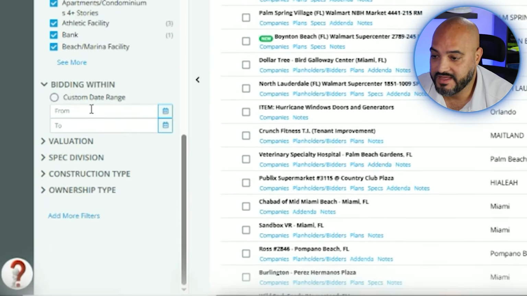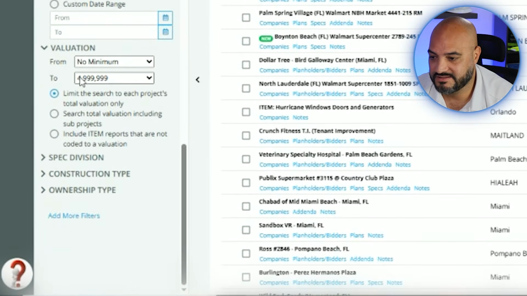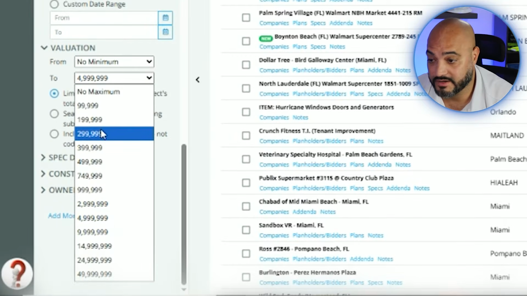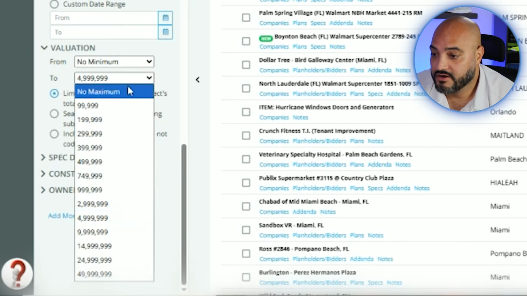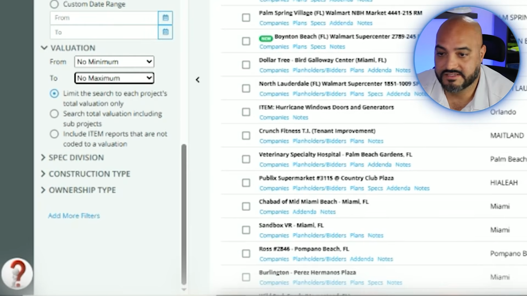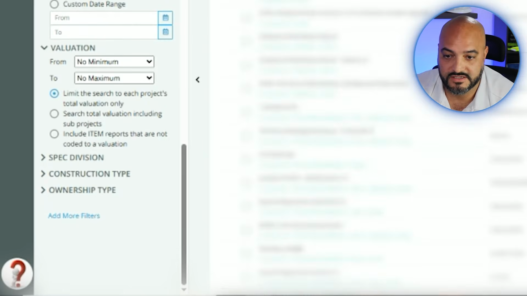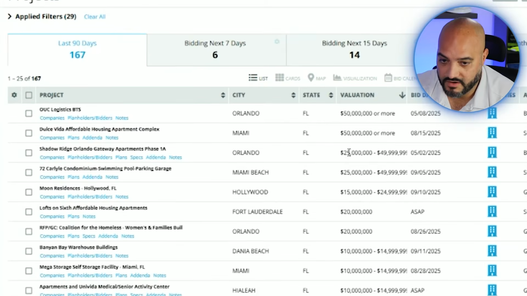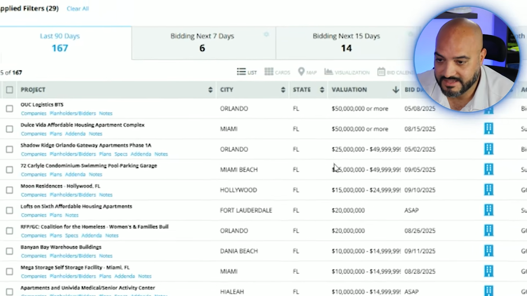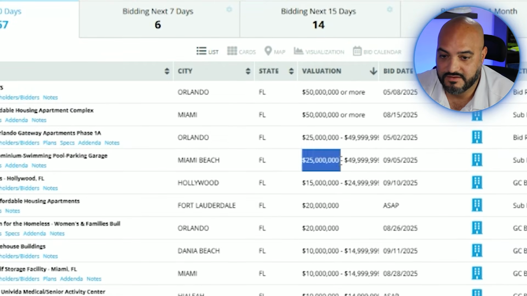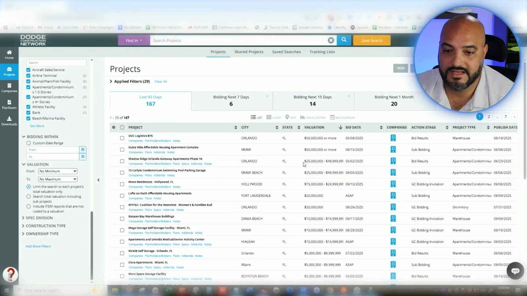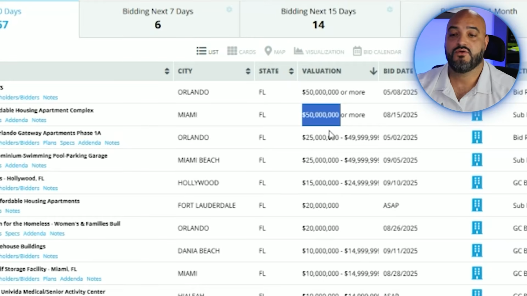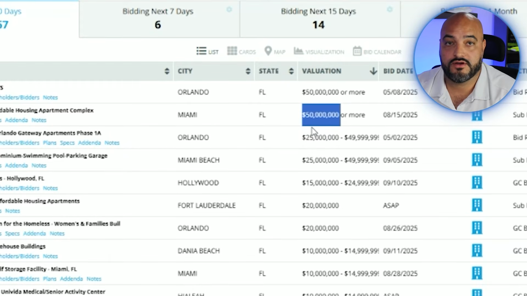Next, we have bidding within. I don't really pay attention to that. Valuation. All right, this is very important, so pay attention. Here we need to be realistic. So let's put no maximum. Let's see what there is going on. Let's organize by valuation, highest to lowest. All right, perfect. If I am a small contractor, what are the chances that somebody is going to give me this $25 million job, $50 million job? Probably impossible, right?